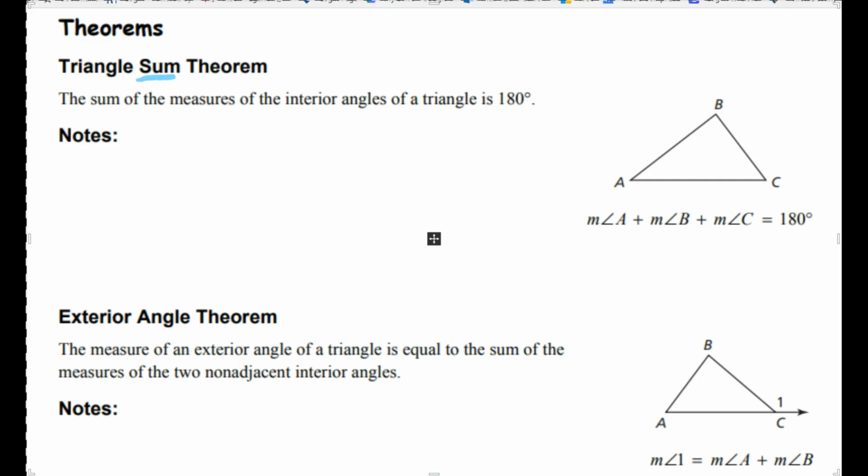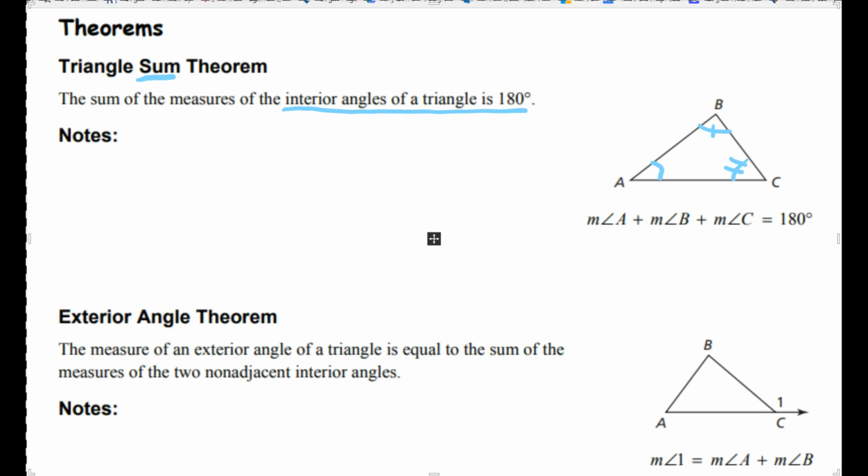It says the sum of the measures of the interior angles of a triangle is 180. In other words, if I take the measure of angle A plus the measure of angle B plus the measure of angle C, they will equal 180.